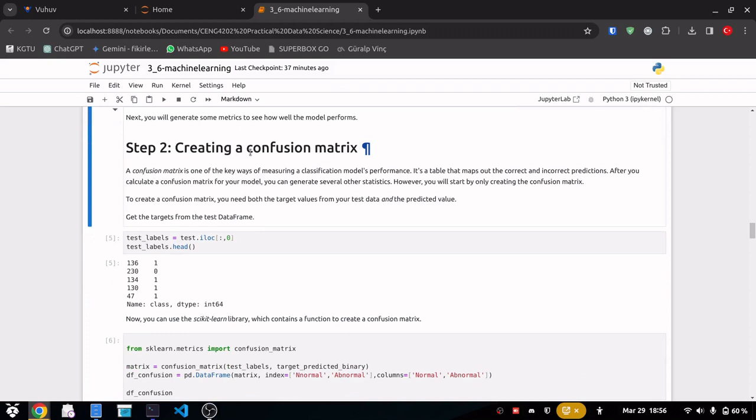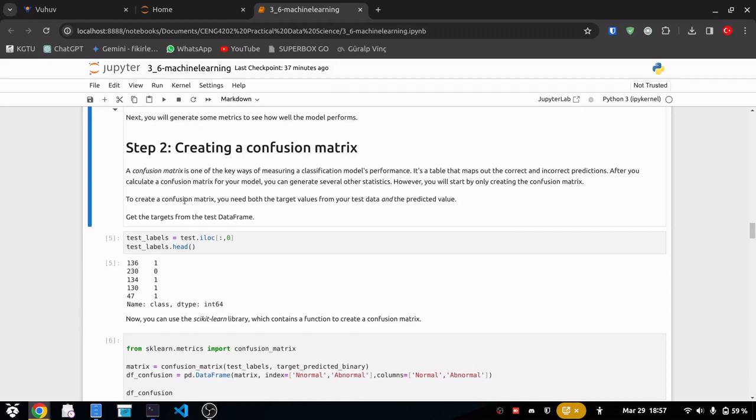So for constructing a confusion matrix: a confusion matrix is one of the key ways of measuring a classification model's performance. It's a table that maps out the correct and incorrect predictions. After you calculate a confusion matrix for your model, you can generate several other statistics. However, you will start by only constructing the confusion matrix.